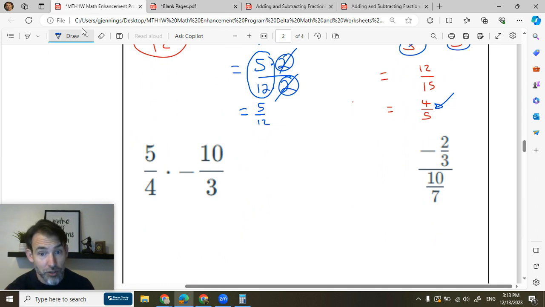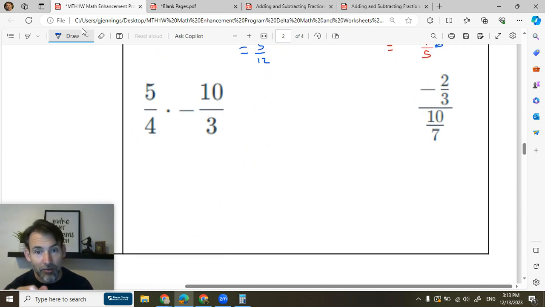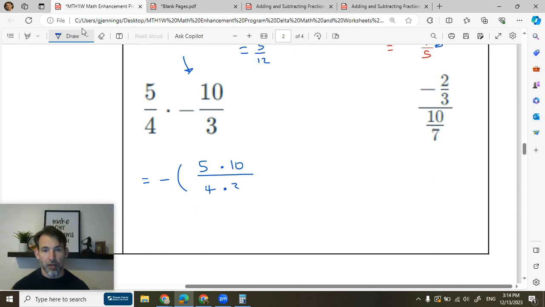Okay. And then there's a harder version of each one of these. Here's the harder version of multiply fractions, where we got 5/4 times -10/3. And then the thing we learned in integers about multiplying negatives applies here. Because we have one negative in the problem, the answer will be negative. So this is equal to negative, put it in brackets, 5 multiplied by 10 over 4 multiplied by 3.